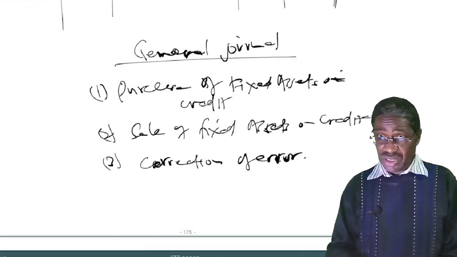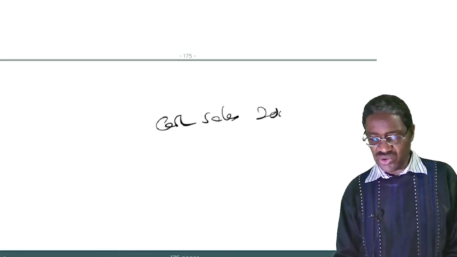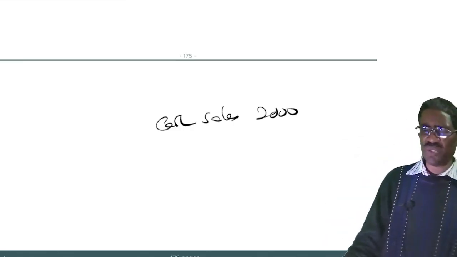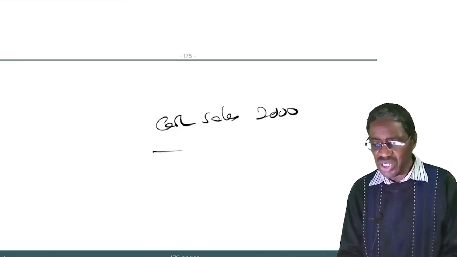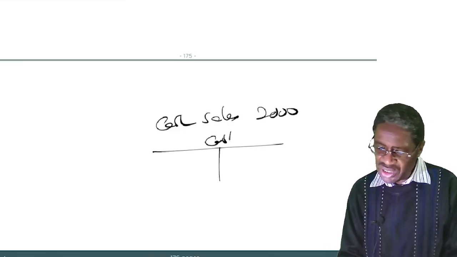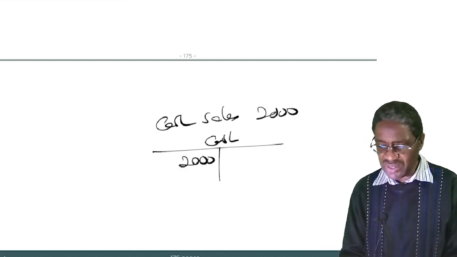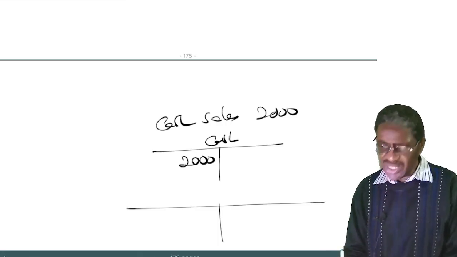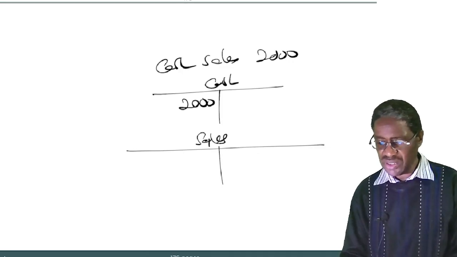you sold goods by cash, shillings 2,000. When you sell goods by cash shillings 2,000, you're supposed to debit what? It is obvious you're supposed to debit cash. Cash is increasing. You know the rules of double entry. Cash is increasing, you debit by 2,000. And sales are increasing. Revenue is increasing. So you're supposed to credit sales 2,000.